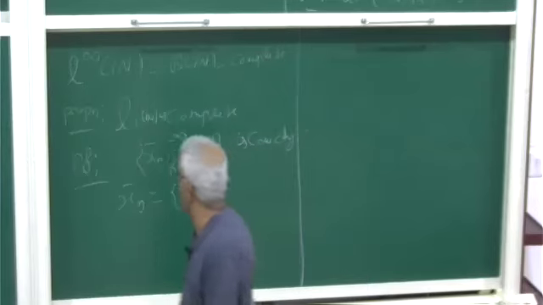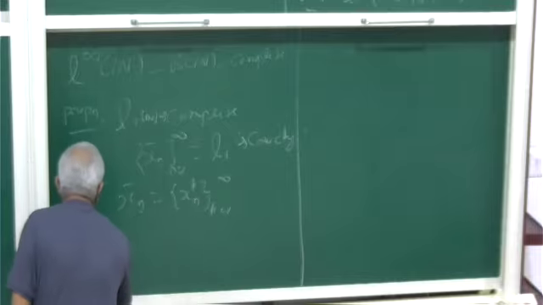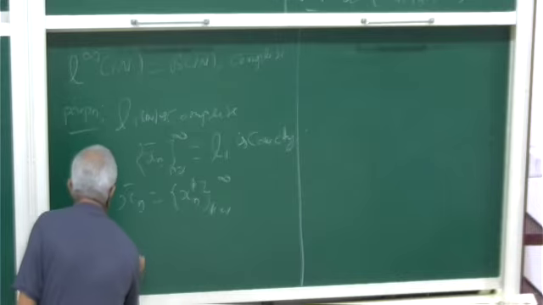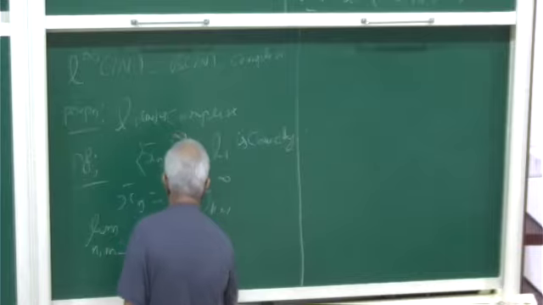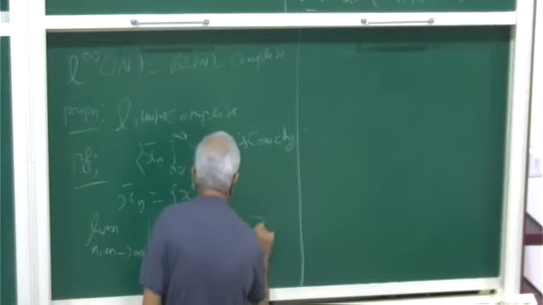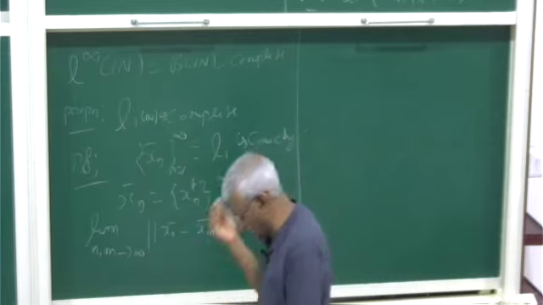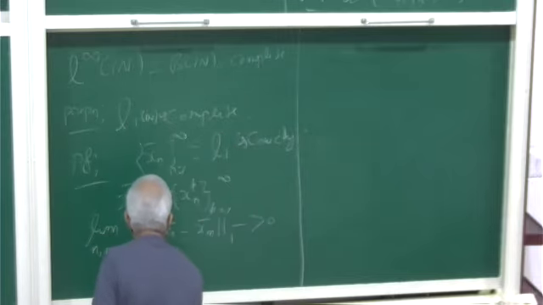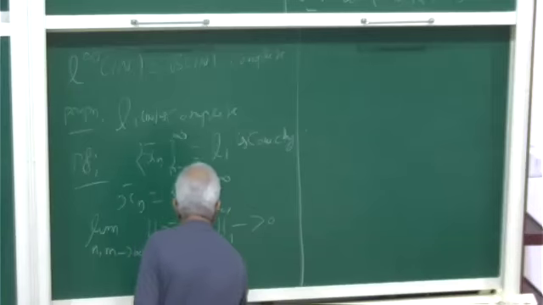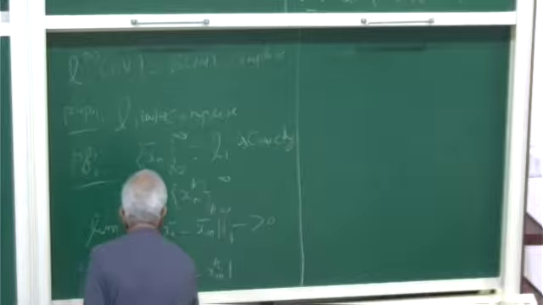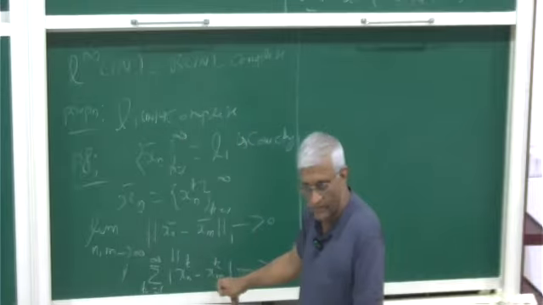Each one is a sequence. Now this is Cauchy. That means the limit as n, m go to infinity of the norm of xn bar minus xm bar goes to 0. The one-norm goes to 0 as n and m go to infinity. But this is equal to the summation over k of mod of xk^n minus xk^m, which goes to 0 as n and m go to infinity. Right? That's what it means.